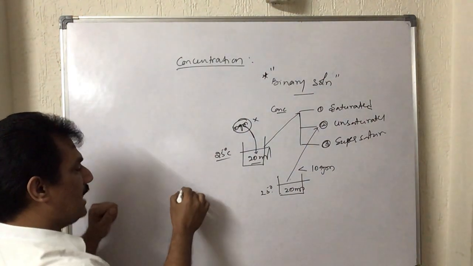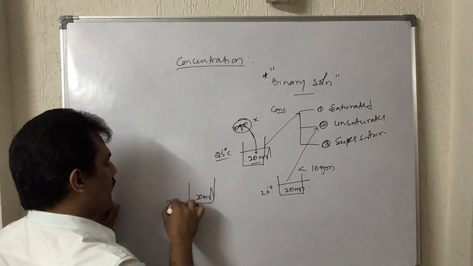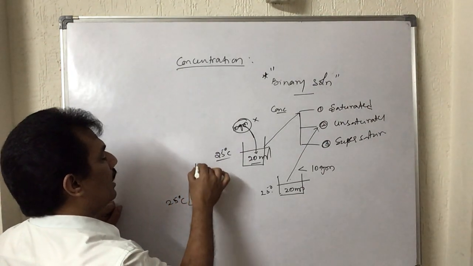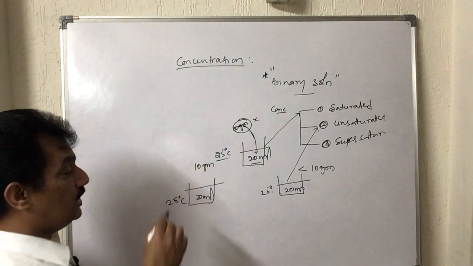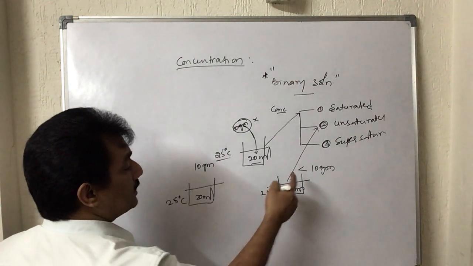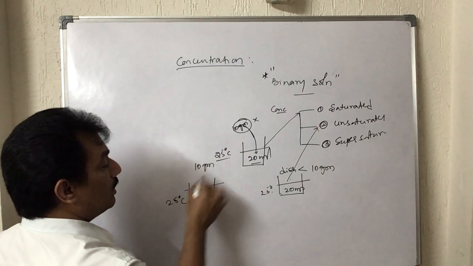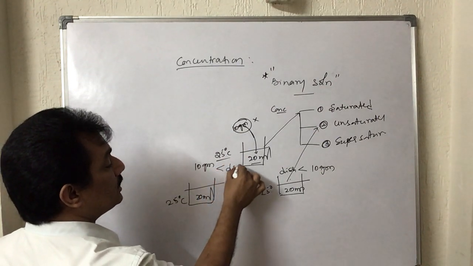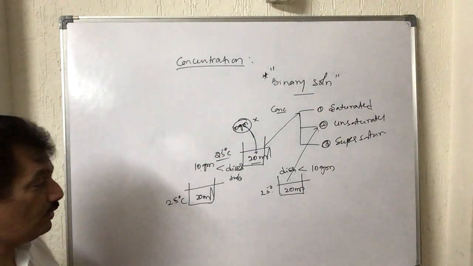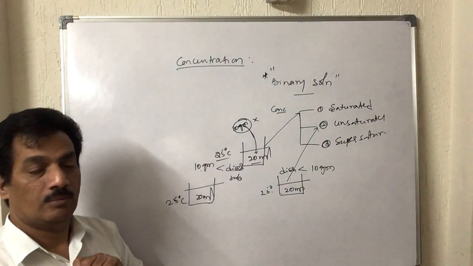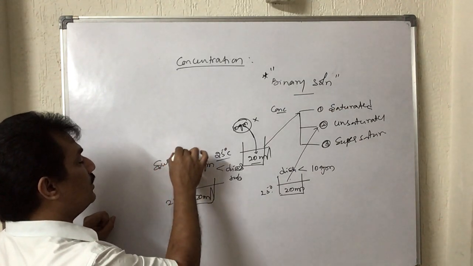Again, we are considering 25 degrees centigrade, and 10 grams is the maximum extent. In the unsaturated case, the dissolved substance is less than 10 grams. Here the dissolved substance is more than 10 grams. If it is greater than 10 grams, then the solution is known as a supersaturated solution.